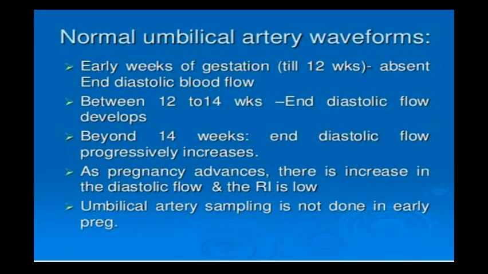Normal umbilical artery waveforms: in the early weeks of gestation, till 12 weeks, absent end diastolic blood flow is seen. Between 12 to 14 weeks, end diastolic flow develops. Beyond 14 weeks, end diastolic flow progressively increases. As pregnancy advances, there is an increase in the diastolic flow and the RI is low. Umbilical artery sampling is not done in early pregnancy.